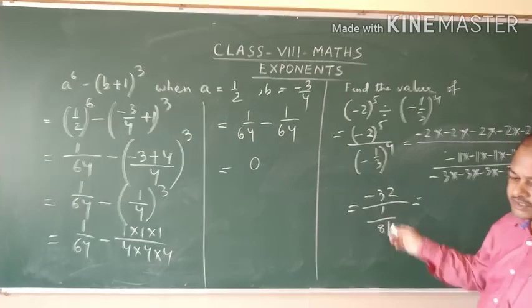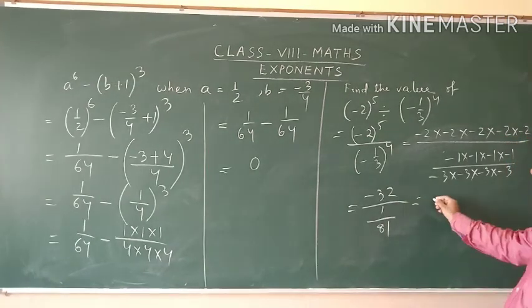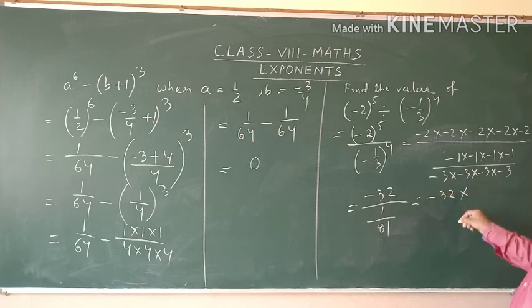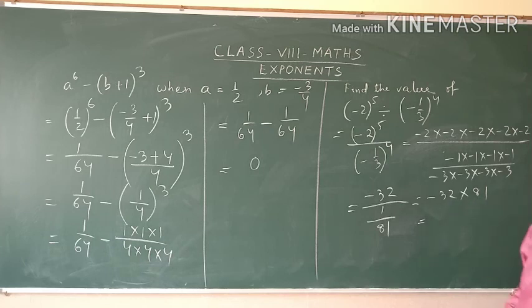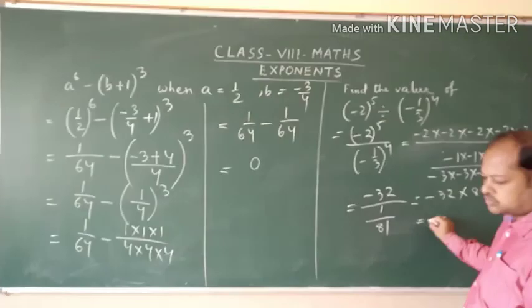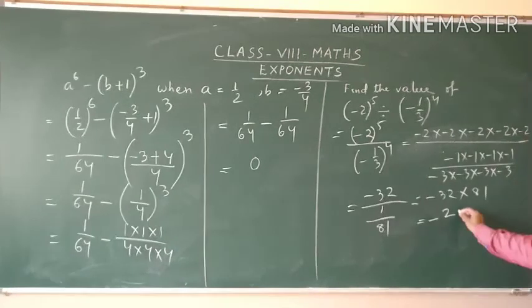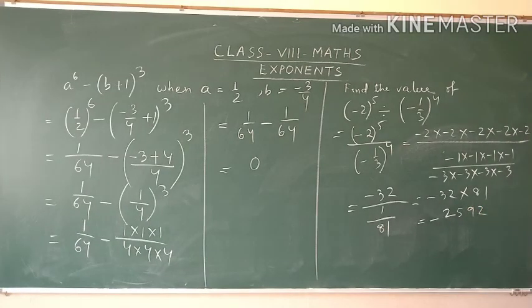So minus 32 upon 1 upon 81 will be minus 32 into 81. Okay, because 1 upon 81 is in the denominator, it will be the reciprocal. So minus 32 into 81. What is the answer now? Minus 2592. 2592 is the answer. When you multiply, because it is a negative number, negative and positive, the negative answer will come. Then 32 into 81 will be 2592.